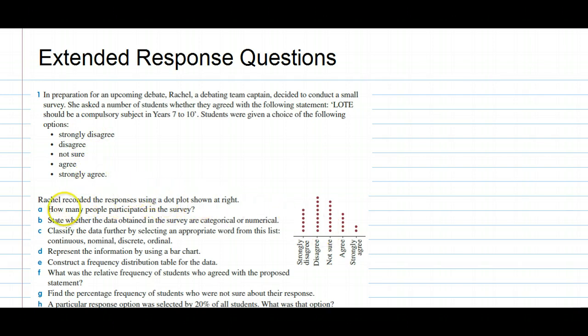Okay, let's look at the questions. How many people participated in the survey? To work out how many people participated, we're going to have to count up the dots. You can do that yourself, but I'm going to do my count. I counted 30 dots, so 30 people participated in the survey. The next one: state whether the data obtained in the survey are categorical or numerical. Because the answers were words, it's clearly not numerical. The answers weren't numbers. So it was categorical data.